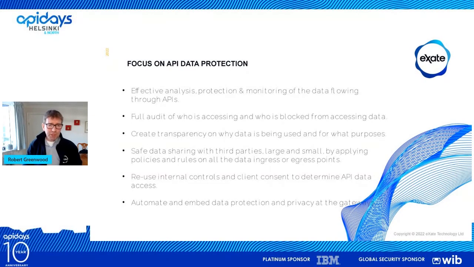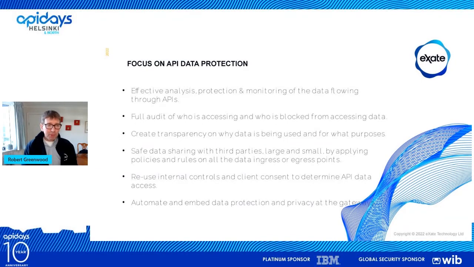We need to reuse internal controls and client consent that determines API data access. There's no point us going away and designing something in isolation around our APIs that isn't linked to our compliance models, to our corporate data models, and so on and so forth. There's no point, because you'll end up with duplicated effort, and one will get out of sync. This is about how you get the organization protected, not just the technology. So this has to link in with what you've already got.